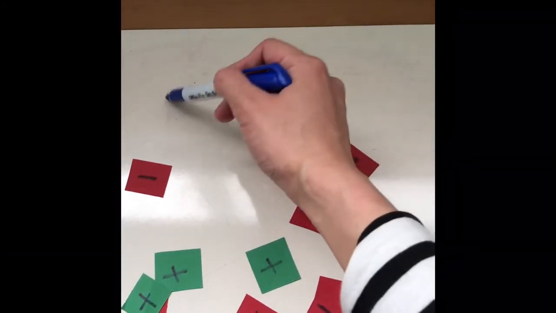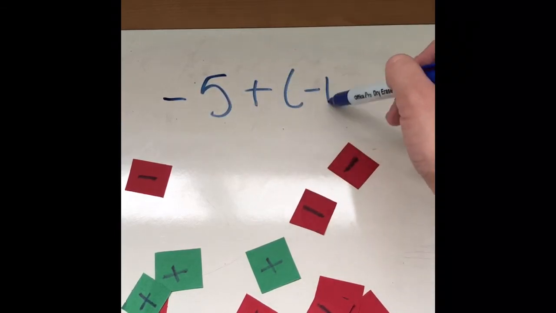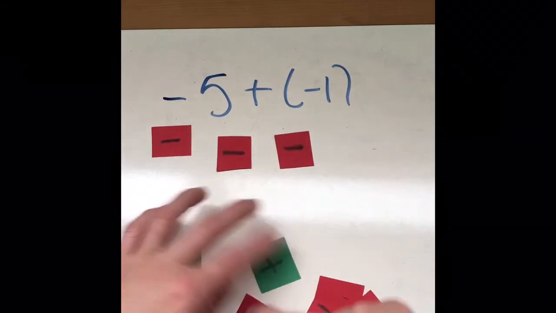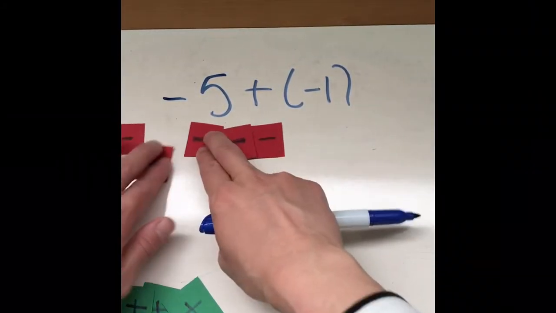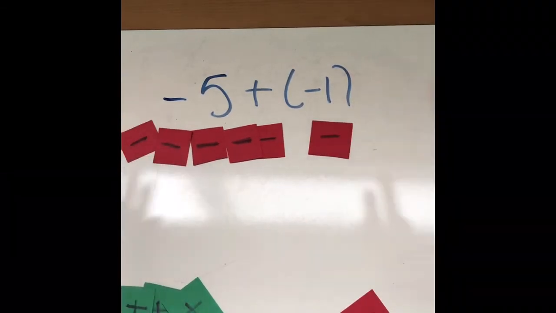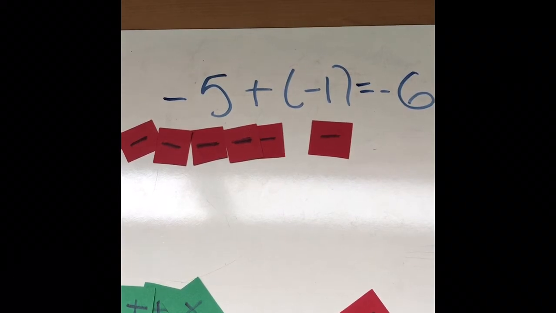So if I have -5 plus -1, again, there's your -5. All right, so there it is. And then there's your 1. Oh, look, again, I'm noticing I'm going to add them and keep.